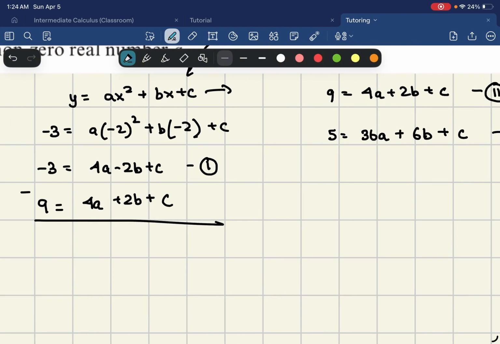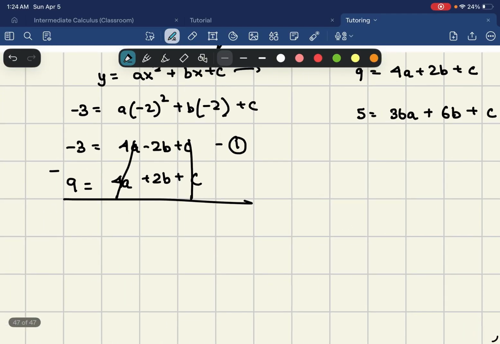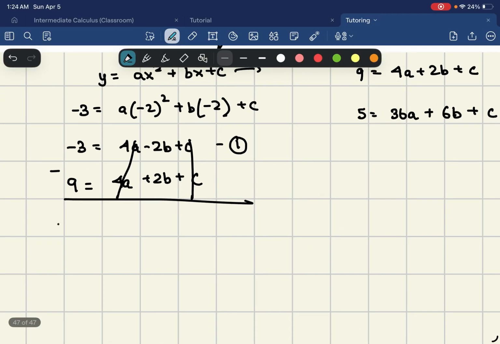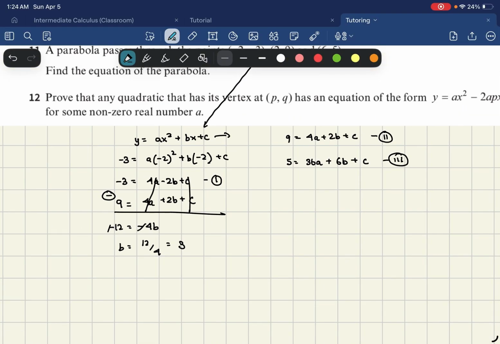And if I subtract these two equations, 4a minus 4a, this cancels out. c minus c is also going to cancel out. So -3 minus 9 is minus 12, minus 2b, minus 2b. So I'm just subtracting. That is minus 4b. So I get 4b is equal to 12 by 4 is equal to 3. So I know one value. I know that b is just equal to 3.